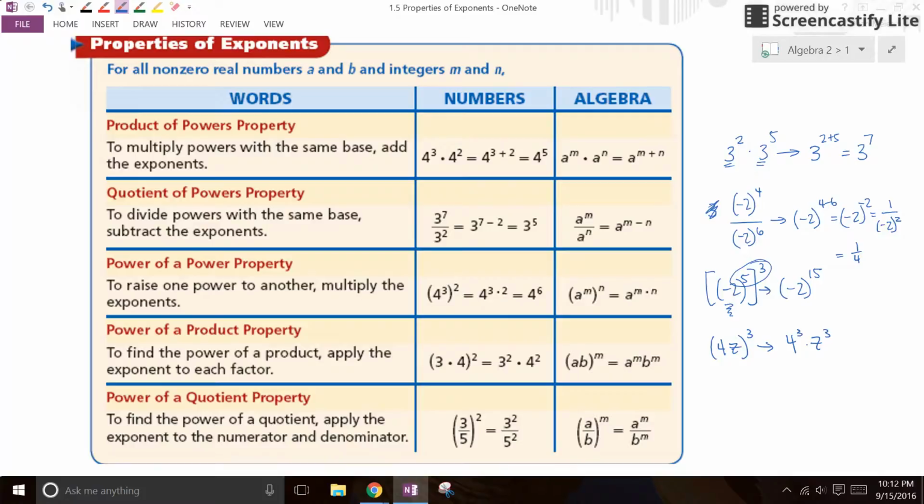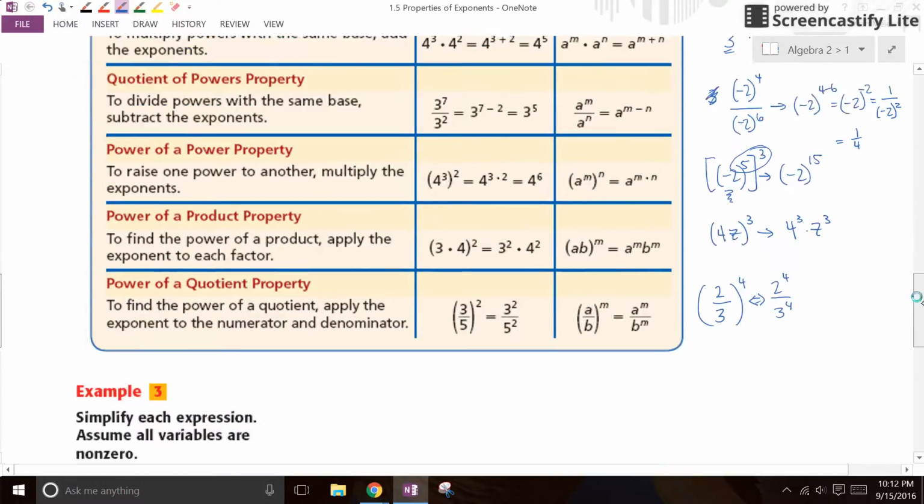And last but not least, I used this one earlier. This is the power of a quotient. That just means that if you have 2/3, I think I had it to like a power, like 4 or something, you would distribute that. You'd have 2 to the 4th over 3 to the 4th, or again, other way around, right? If you had something that had the same power and it was division, you could divide it and have that power on the outside. But it only works if they have the same power.